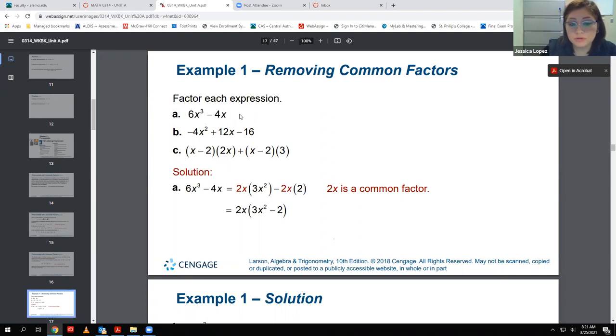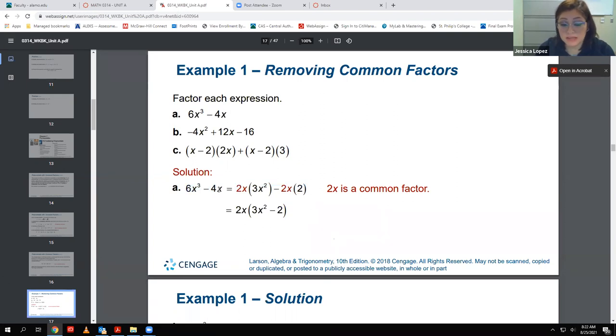But you'll also notice that they have an x in common, okay? And so if that's a variable that they have in common, you can factor that out as well, okay? Now they do it like this and they rewrite it like that. I'm gonna write this guy on paper just so that you can see how I work it when I'm doing it on paper.